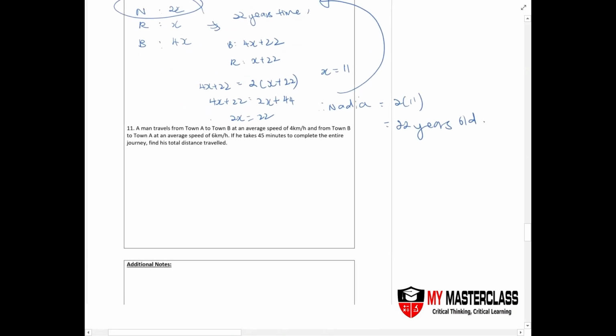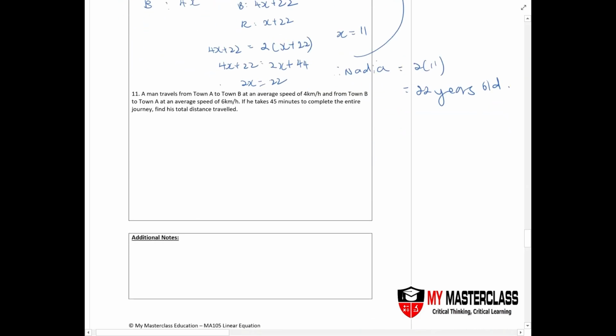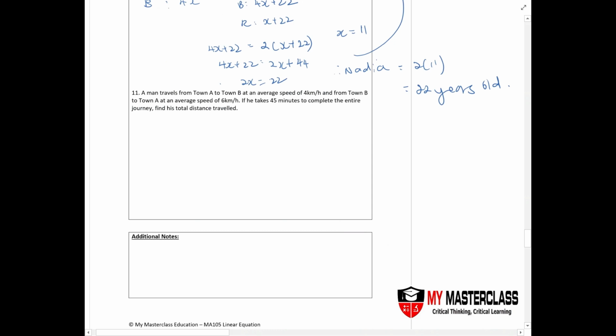Now let's take a look at question 11, another very common question. You will normally learn to solve simultaneous equations at a later stage, probably in set 2. But always remember, when you're given a speed, time, distance problem, this is the magical triangle that you must remember: distance equals speed times time. If I have town A and town B, going there I travel at 4 kilometers per hour, and coming back at 6 kilometers per hour.